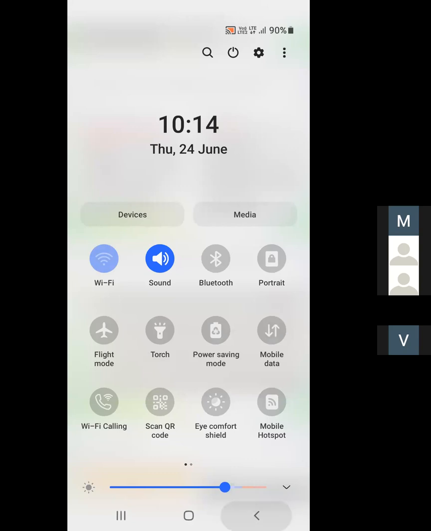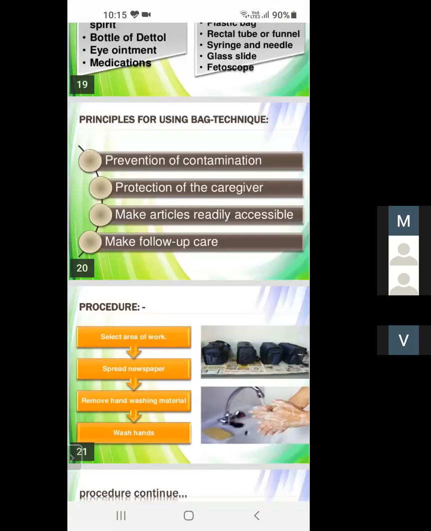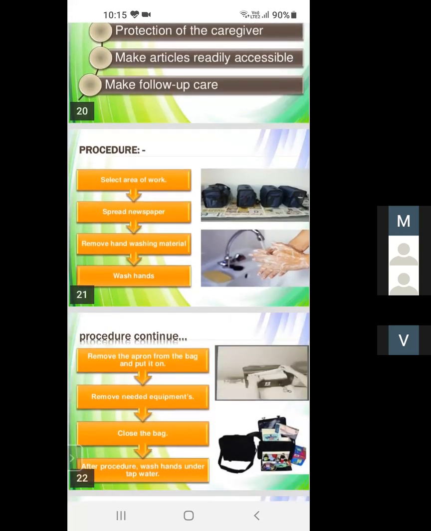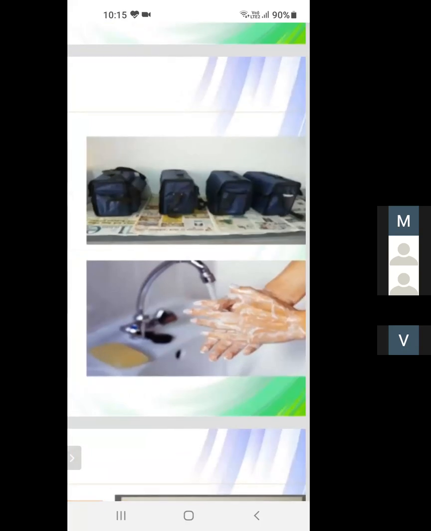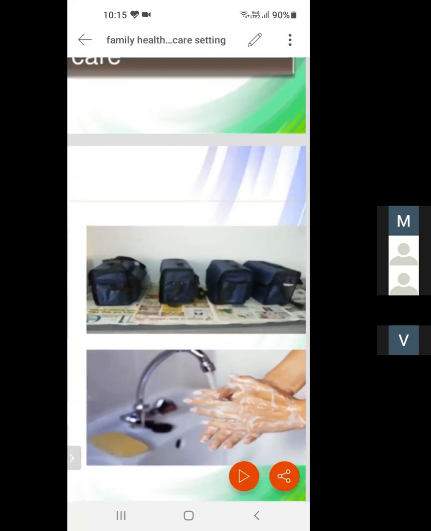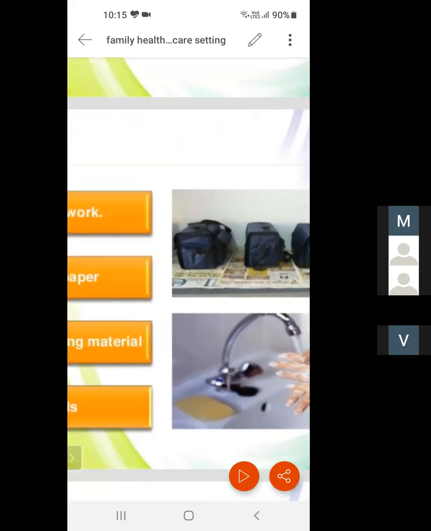What are the principles for using the bag technique? Prevention of contamination, protection of the caregiver, make articles readily accessible, and make follow-up care. That is the principle. Procedure: you can see this is the bag, the community health bag. Inside, I mentioned before, some instruments are there that we keep inside the bag when we are going for a home visit.